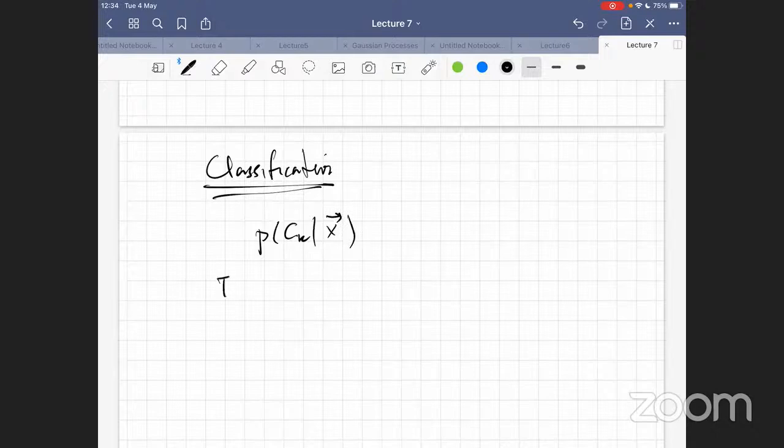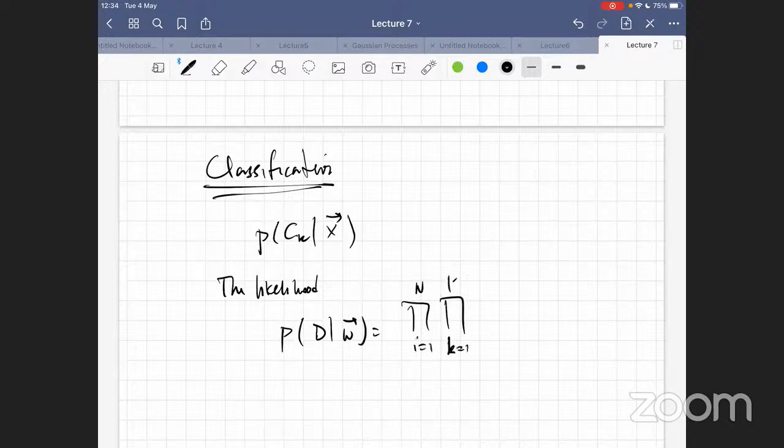Then I have the likelihood. The likelihood of my data, or if you want, of this categorical output, or the log of this, was the cross entropy, right? Sum of t_ik log y_ik, where t_ik is the one-hot encoding of the labels, the true label.